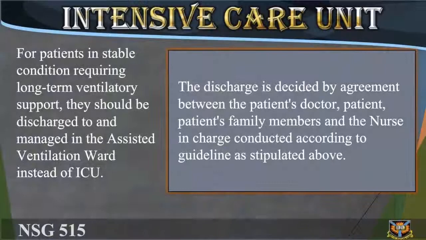For patients in stable condition requiring long-term ventilatory support, they should be discharged to and managed in the assisted ventilated ward instead of ICU. The discharge is decided by agreement between the patient's doctor, patient's family members, and the nurse in charge, conducted according to guidelines as stipulated above.